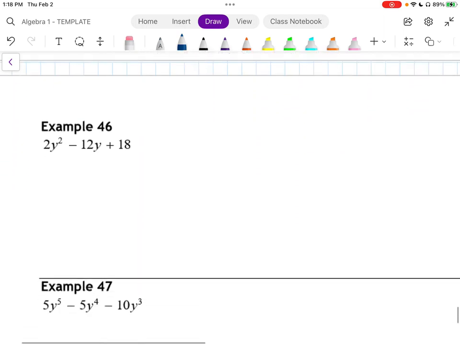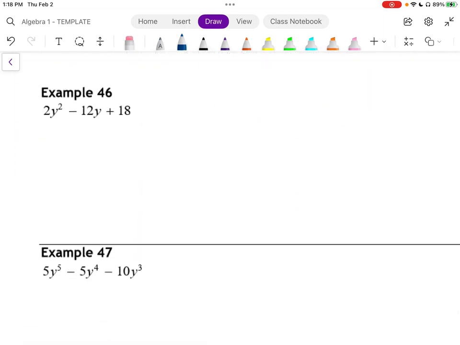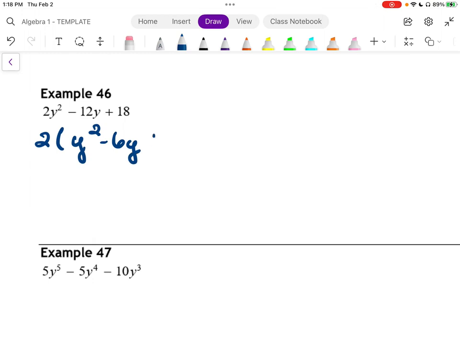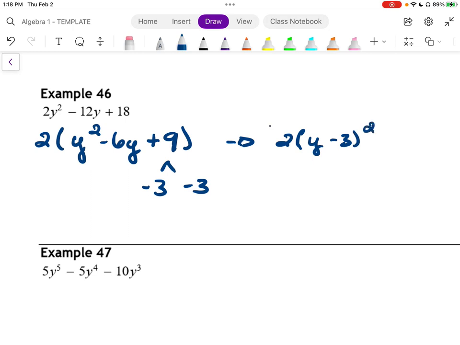Let's look at next up. 46. We look for a common monomial, and we could pull out a 2 out of everything. 2, and then y squared minus 6y plus 9. And then I look for things that multiply to be 9 and add up to be negative 6. That's going to be negative 3 and negative 3. So now I'm breaking this apart. I'm going to have my 2 out front. And then it's going to break apart to be 2 negative 3. So I'm going to write this as y minus 3 squared. And that's going to be my answer.